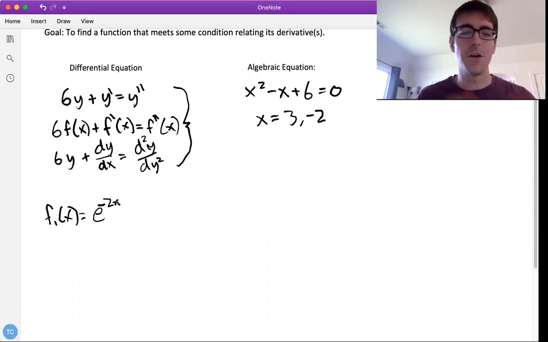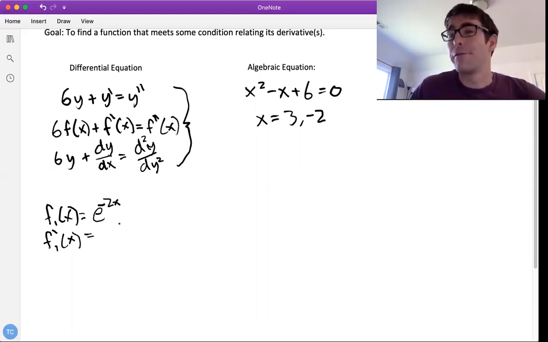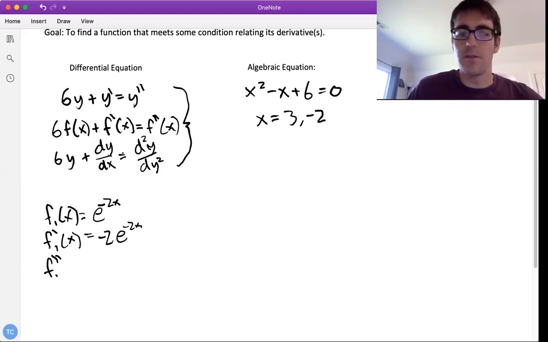If you want, you can pause the video and calculate these things and plug it in. I'll give you a second if you want to do that. Okay, we can also just go through it together. If our function is e to the negative 2x, then we can find the derivative of this function. Thankfully, this is an easy function to differentiate. We just get negative 2 e to the negative 2x. And we also need our second derivative because it shows up in the equation. We're going to see that this is 4e to the negative 2x.